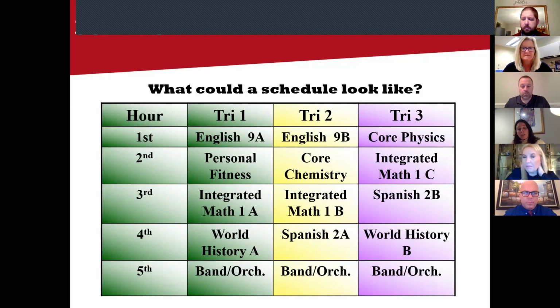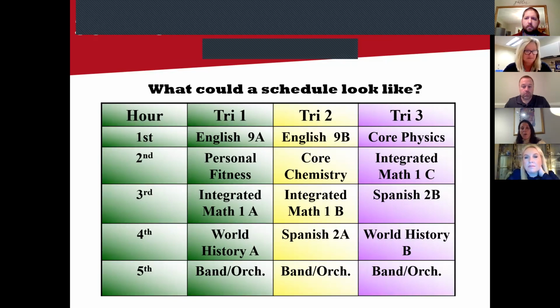A couple other things I want to point out with this sample is in try 2, the student has English 9B, it might be with a different teacher. Quite often that happens. And then I just went through the examples here of how in a trimester, your teacher can change, the hour can change. English could be 4th hour. Maybe it's not first hour in try 2. And so that's just the nature of trimesters.